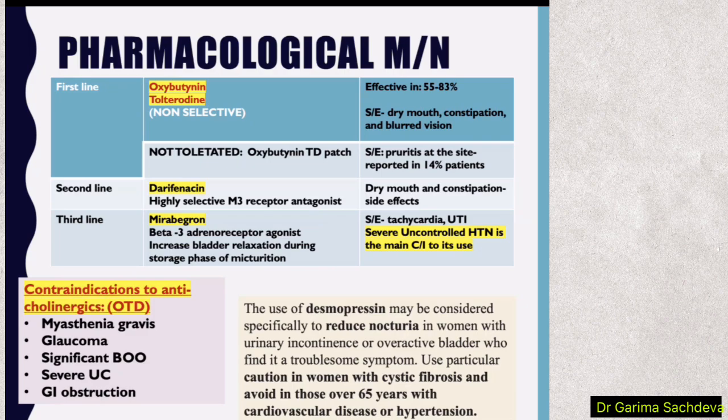So you have to know in what all conditions you will not use them. That's how the questions are framed on these drugs. You get a lot of questions on these drugs. While you are doing the MCQs, you will get to know. So desmopressin is contraindicated in cystic fibrosis, cardiovascular disease, hypertension, and mostly in elderly patients as well.